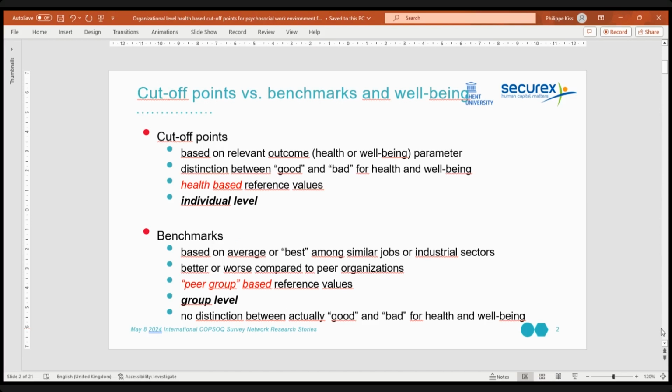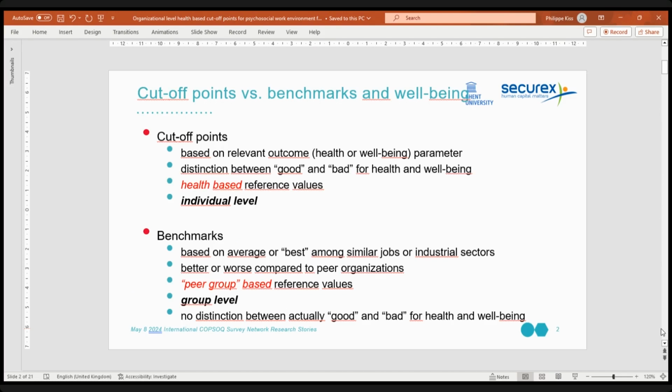Now, for psychosocial risk assessment, we use group level results. Commonly we compare them to reference values, from other peer groups, similar jobs, similar industrial sectors. We compare them to see if we are better or worse than the peer group we are referring to.